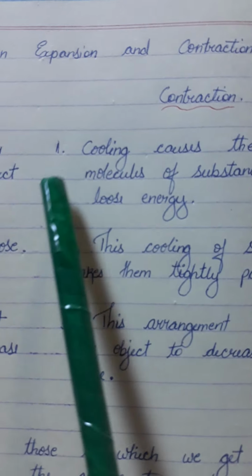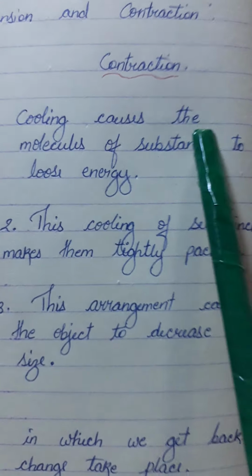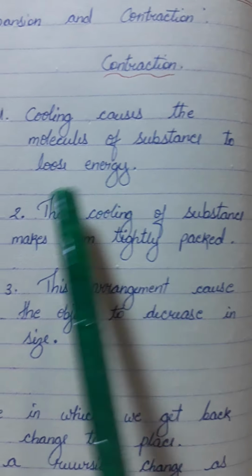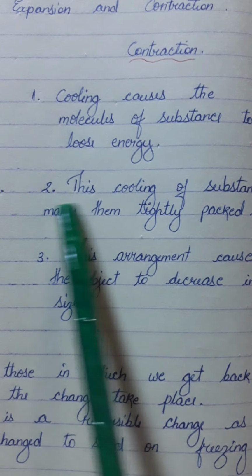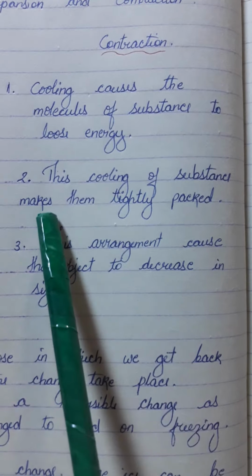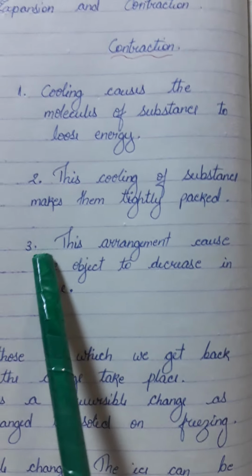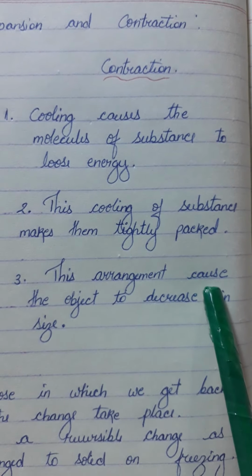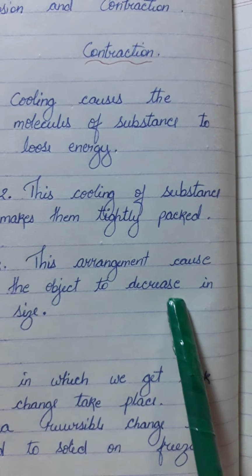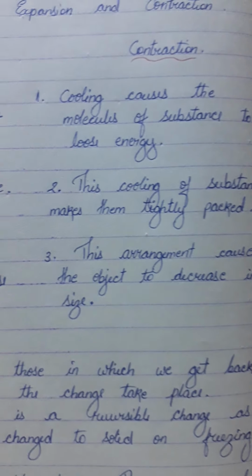Now, contraction. Point 1: cooling causes the molecules of the substance to lose energy. Point 2: this cooling of the substance makes them tightly packed. Point 3: this arrangement causes the object to decrease in size.